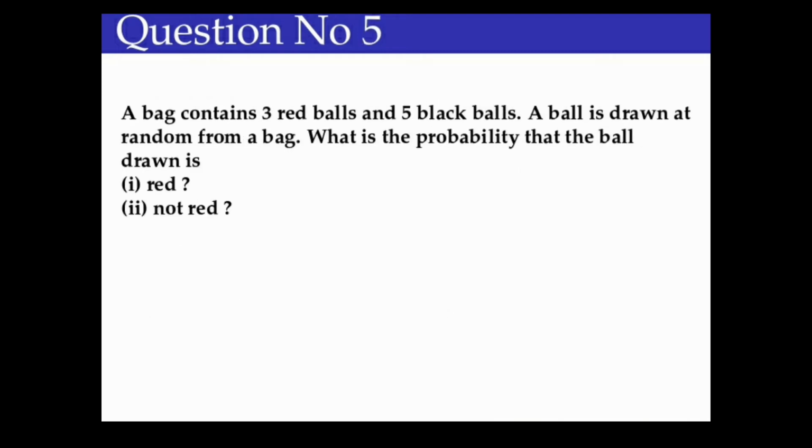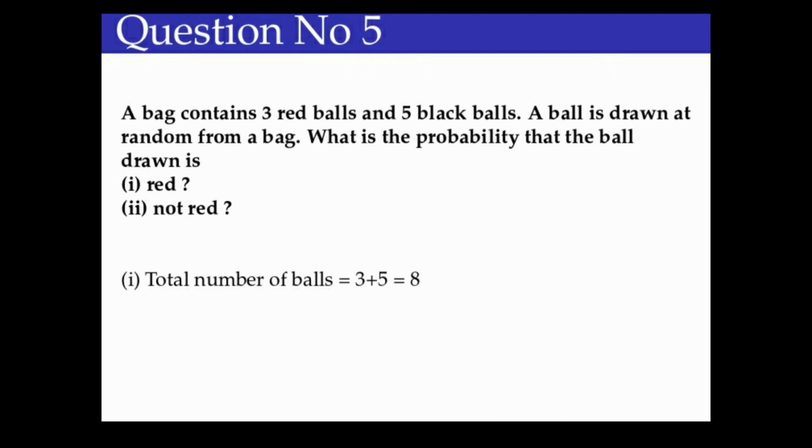So this is question number 5, which says that a bag contains 3 red balls and 5 black balls. A ball is drawn at random from the bag. Now what is the experiment for this problem? It is that a ball is drawn at random from the bag. That's the experiment. Now what is the total number of possible outcomes for this experiment? It is actually the total number of balls in the bag, which is 3 plus 5, which is 8. Because when you are picking a ball from the bag, it can be any ball among the 3 red balls, or it can be any ball among the 5 black balls, isn't it? That's why the number of possible outcomes is the total number of balls, which is 8.